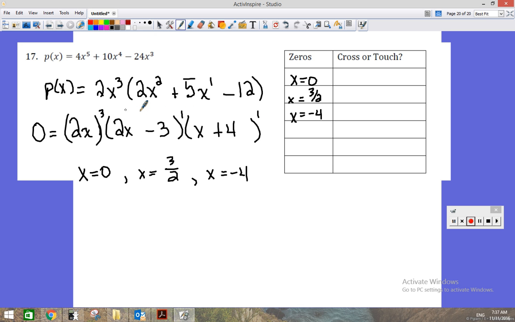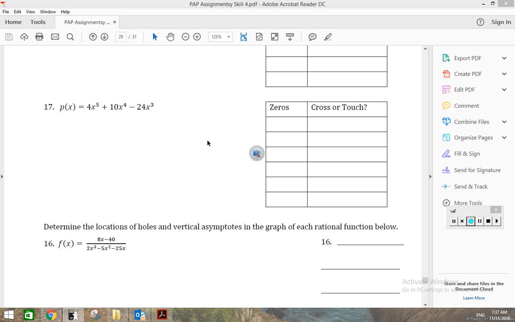This multiplicity is odd, so it will cross. That's how it intersects the x-axis. This multiplicity is 1, it's odd, so it'll cross. And this multiplicity is 1, so it'll cross. So that's what we wanted with problem 17. That may be it on that.